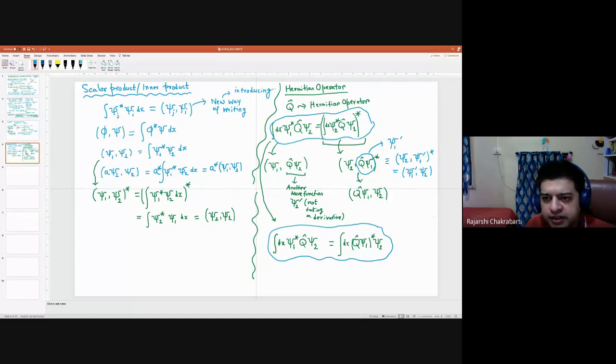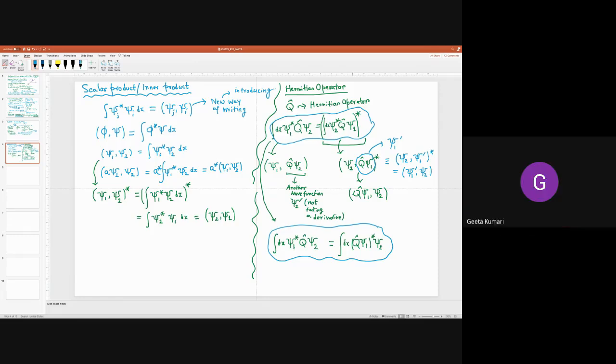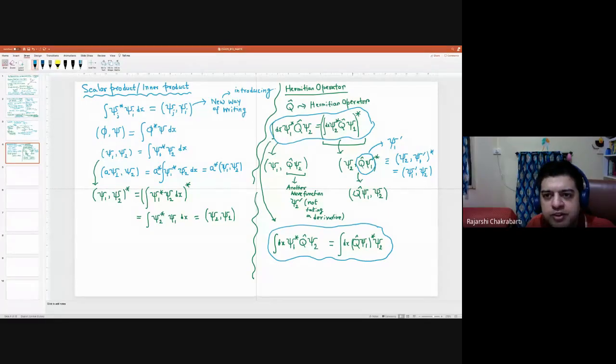So this quantity here, psi 2 star Q psi 1 whole star, is equal to this. Are you convinced? Please say. I cannot see the chat box. Yes, sir. So this is the definition of Hermitian operator. So I am revisiting the definition.